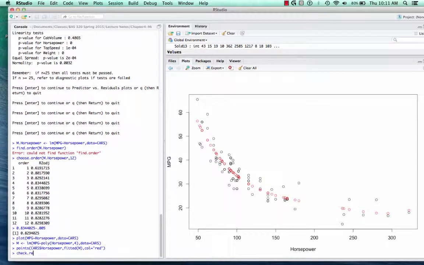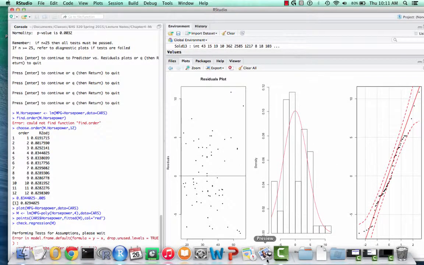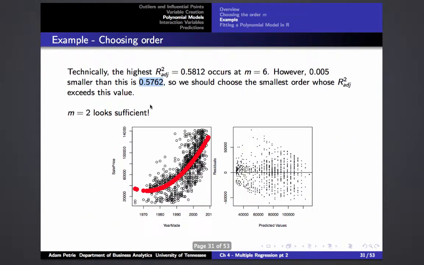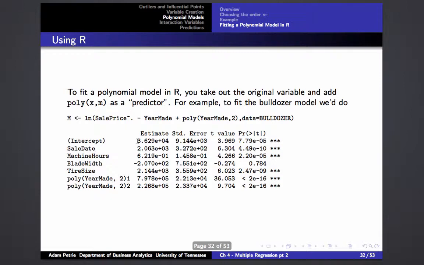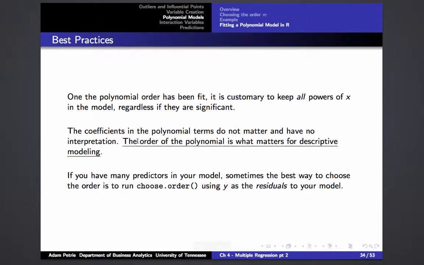If I were to check the regression with this 4th order polynomial, I get a little bit of an error here. I'll have to figure out why that's the case. But this residuals plot looks brilliant. So that is one thing that we can do when we do see curvature in the predictor versus residual plots, which is to try a polynomial model. We'll talk more about how we deal with polynomials a bit later.